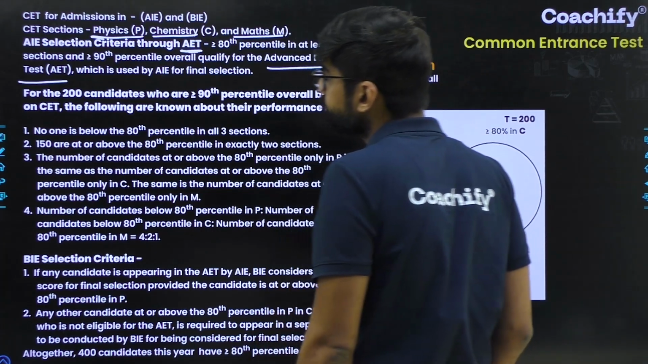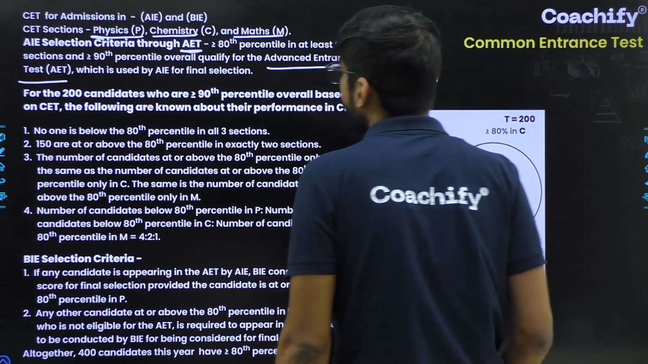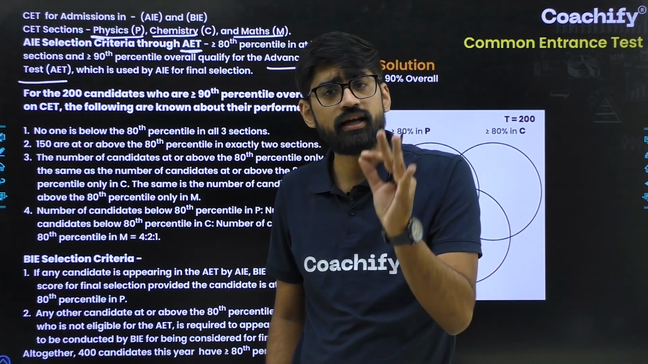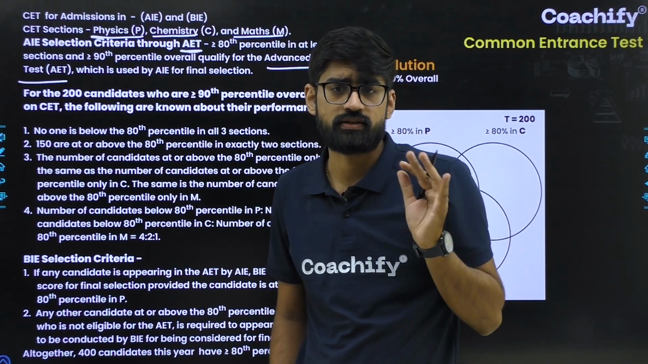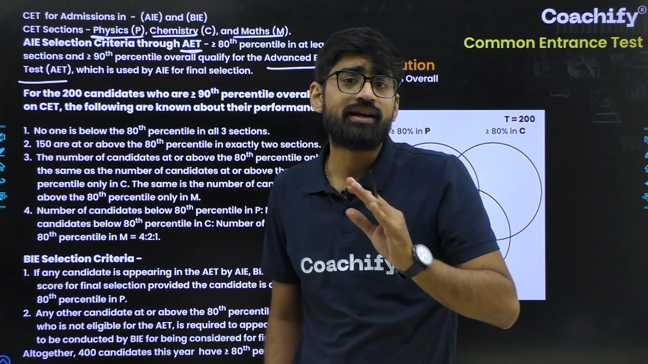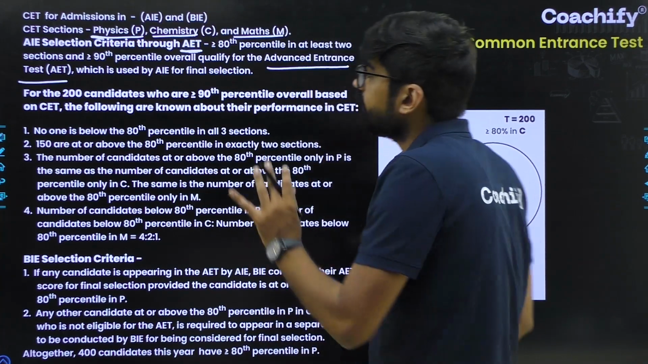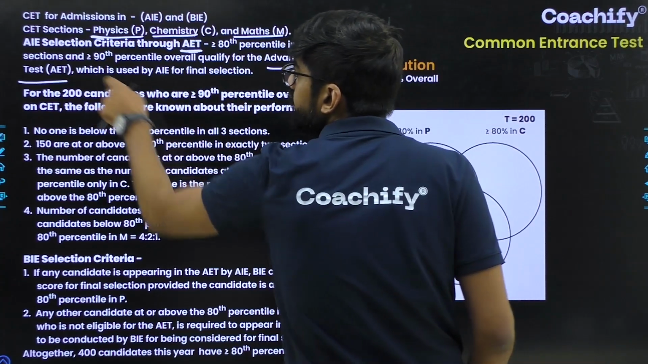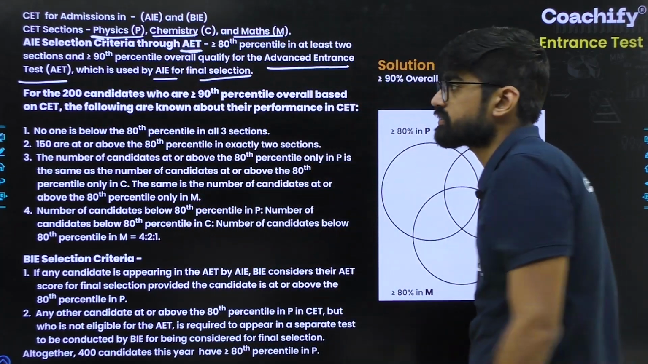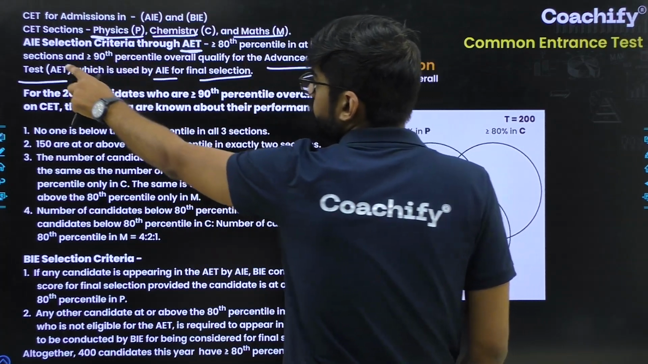So what is the criteria for AIE through AET? Out of these three sections, there should be at least 80 percentile in minimum two sections, right? Apart from that, your overall percentile should be at least 90. This is the criteria to get qualified for AET, which will be utilized by AIE for final selection. This is how the process is conducted for AIE.